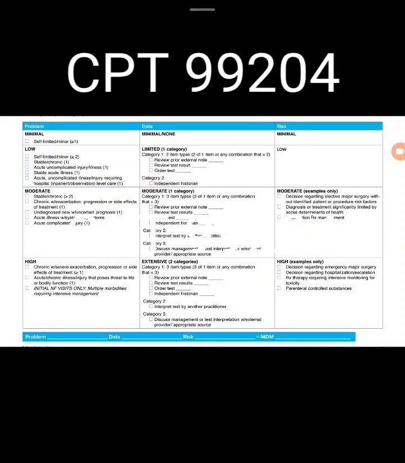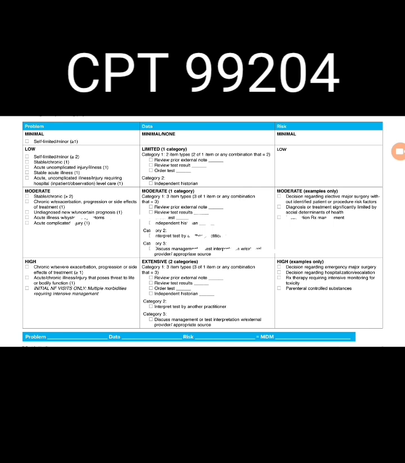In this video, we are going to talk about CPT code 99204 for a new patient, moderate complexity using the medical decision-making model. So first we're going to look at the problem addressed. With the 99204, the criteria requires that the patient has one or more chronic illnesses with exacerbation or progression, or one acute illness with systemic symptoms.